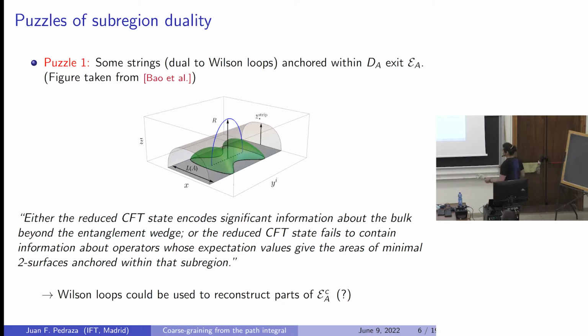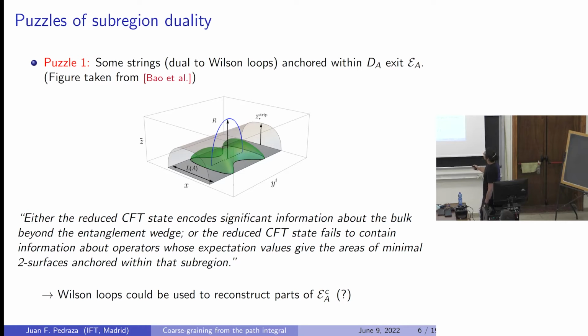Okay, so let me now explain two puzzles. One puzzle was pointed out a couple of years ago by Ning Bao and collaborators. They pointed out that some strings that are dual to Wilson loops, even though they are anchored inside the region of interest, can exit and probe parts of the geometry outside of the entanglement wedge. This is a picture taken from that paper.